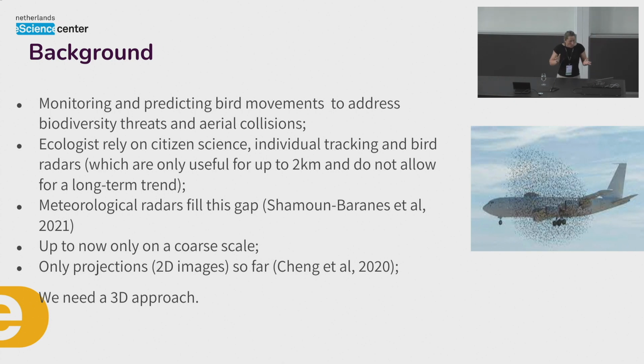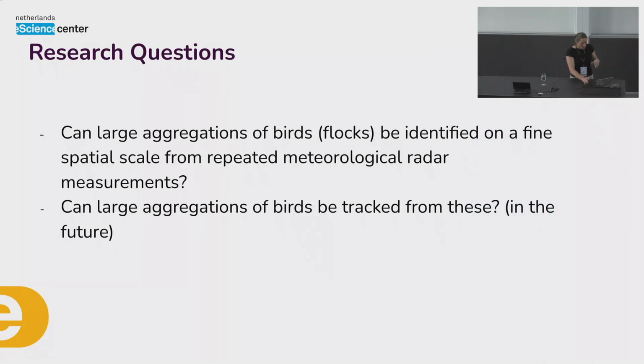We want to find a solution to this problem using a 3D approach, which is not trivial. The questions we were guided by, the questions the scientists we work with are asking, are: can large aggregations of birds, or flocks, be identified with this type of data? And we want to use all three dimensions. And the follow-up questions, which are still on the way: can these birds be tracked as well? Can we add the temporal dimension and track where they move in time?